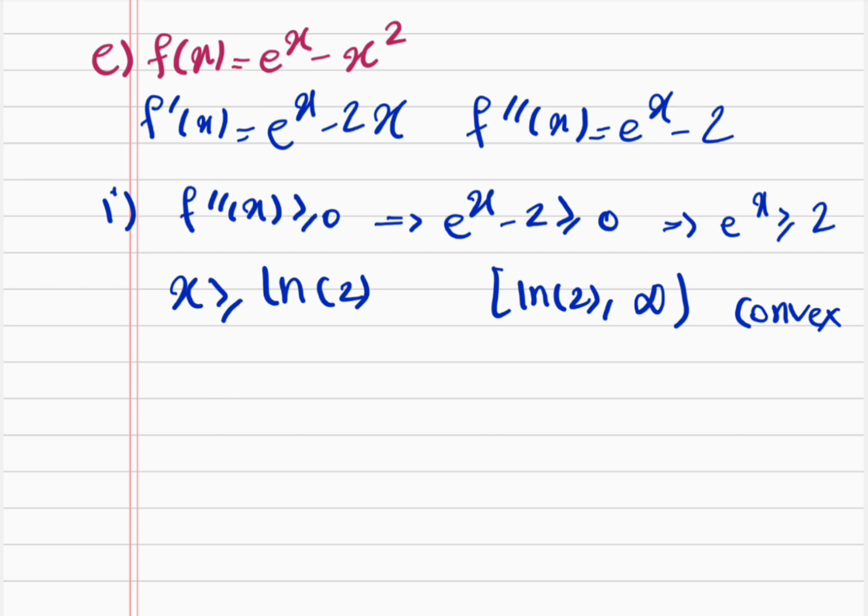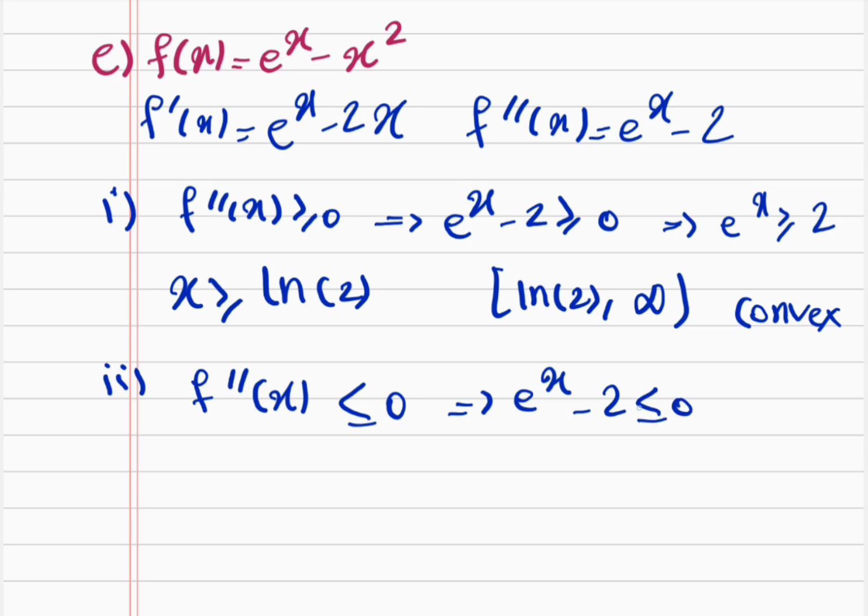So for the second part, which is finding the interval when the function is concave, we find when f double dash x is less than or equal to 0. Now in this case, it's going to be very similar. There's nothing really interesting here, other than the fact that the inequalities are slightly different. So e to the x minus 2 is less than or equal to 0. Then we are going to have e to the x is less than or equal to 2, which means that taking the natural log of both sides, x is less than or equal to ln 2.